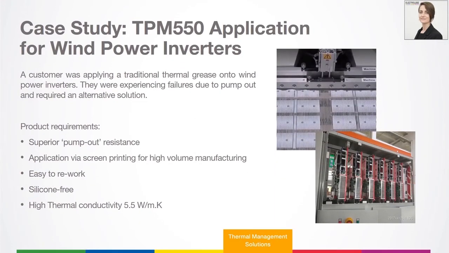As a result, TPM 550 has been chosen for an application for wind power inverters. The reason was high volume manufacturing, so quick application via screen printing, easy to rework, and a high thermal conductivity combined with superior pump out resistance. They were finding big problems with thermal greases and pump out in this particular application. So when they tried the TPM 550, that overcame all of those pump out issues and resulted in a much more consistent product.